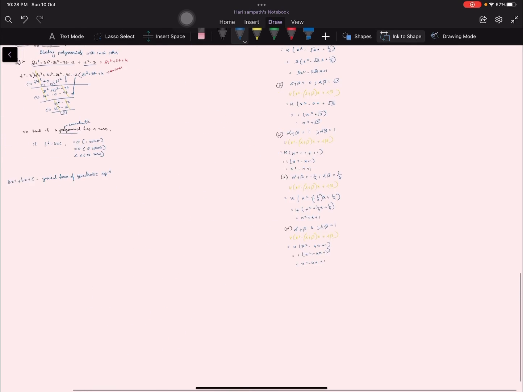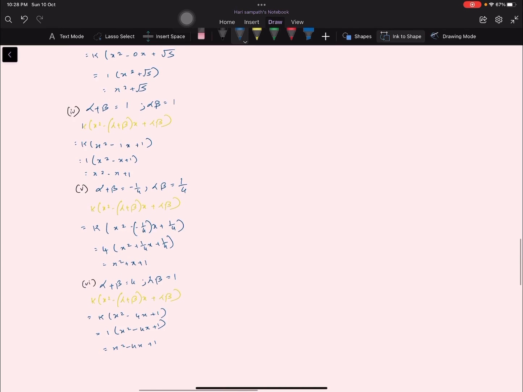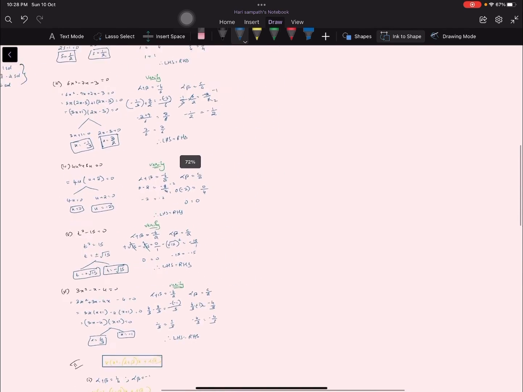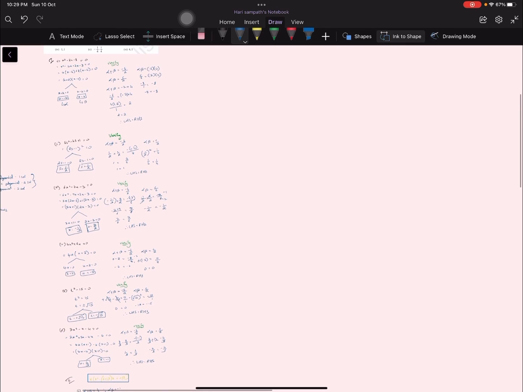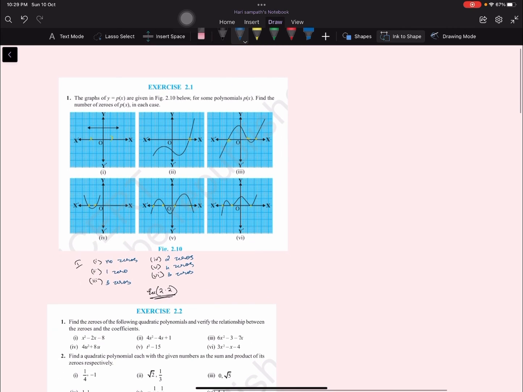So that's it. You can take a screenshot of the fifth sum and the sixth sum. And this will be the first Roman. You can also note it down. And this will be the exercise 2.1.